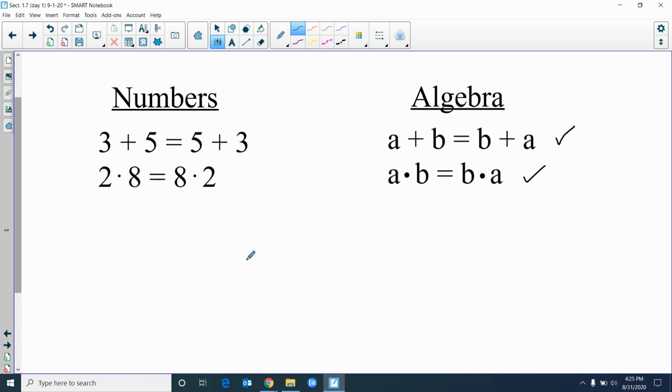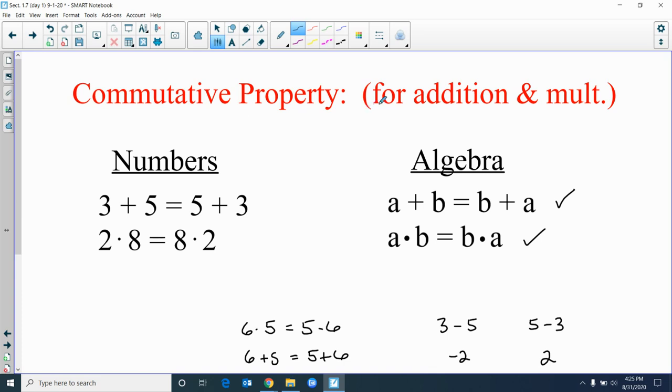So no matter what two numbers, 6 times 5 is going to equal the same as 5 times 6. 6 plus 5 is going to be the same as 5 plus 6. That is not true for subtraction and division. Real easy case, 3 minus 5 versus 5 minus 3 if you switch the order. Well, 3 minus 5 is negative 2. 5 minus 3 is positive 2. They are not equal. So the commutative property only works for addition and multiplication.